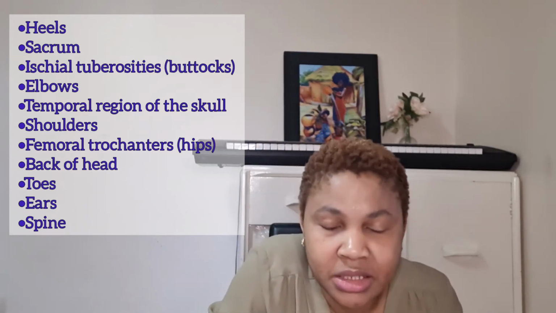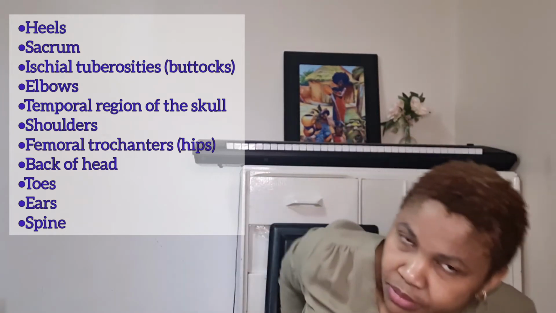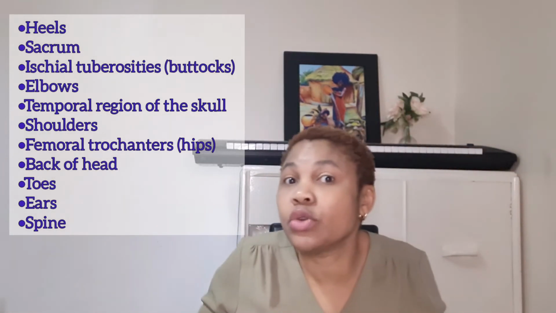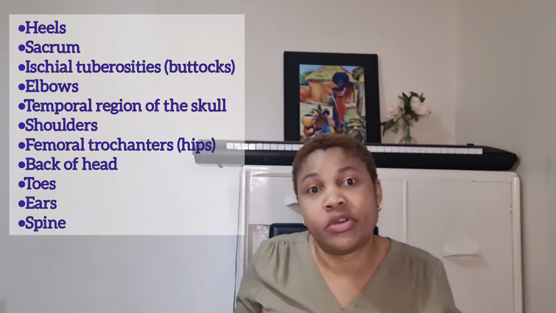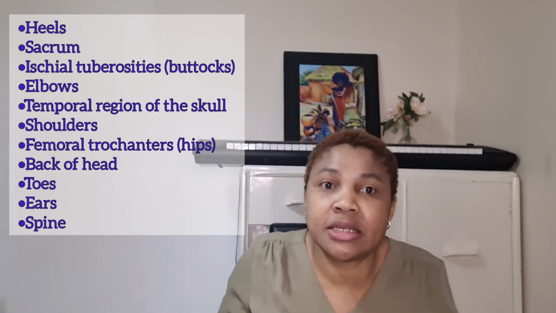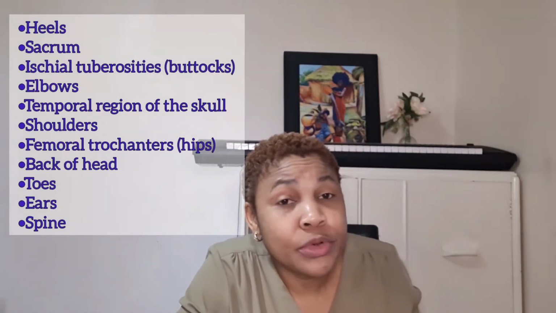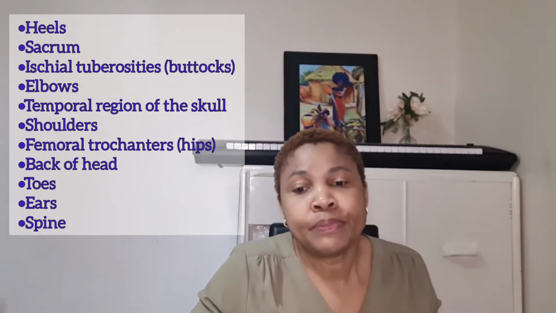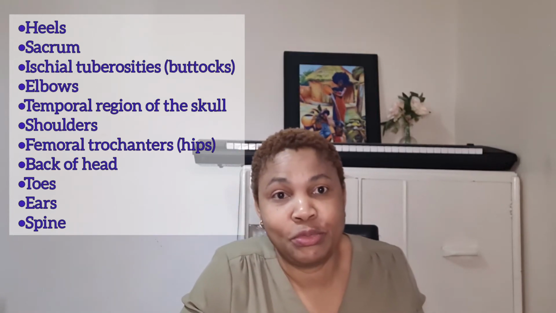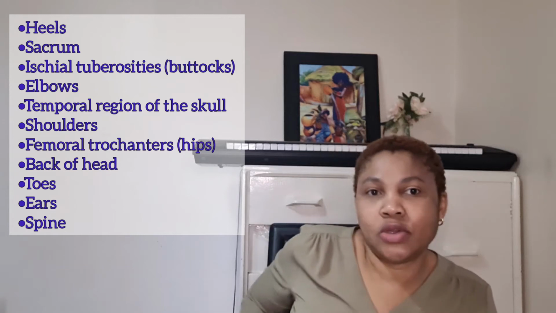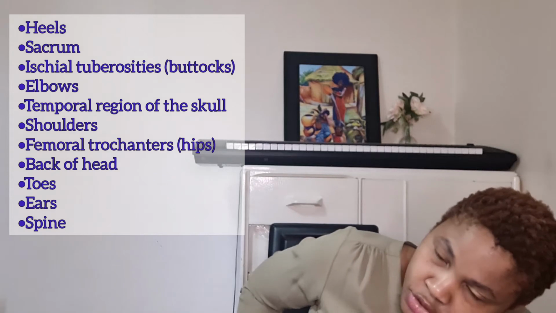You develop pressure areas. Okay, you have your sacrum, your ischial tuberosities. So that's the buttocks. We said earlier that not only bony prominences, there are some places that don't have bones but are prone. So the ischial tuberosities, your buttocks, are one of those places that are prone but don't have bony prominence. The elbows, your temporal region of the skull, your shoulders, your femoral trochanters. So your femoral trochanters, that's your hips area, also has that tendency to develop that.